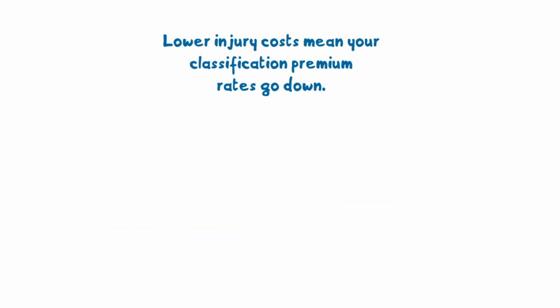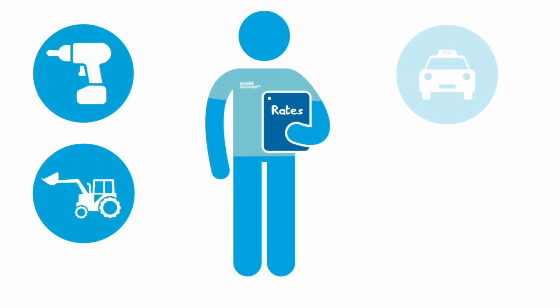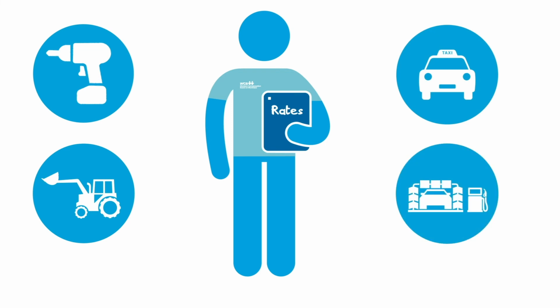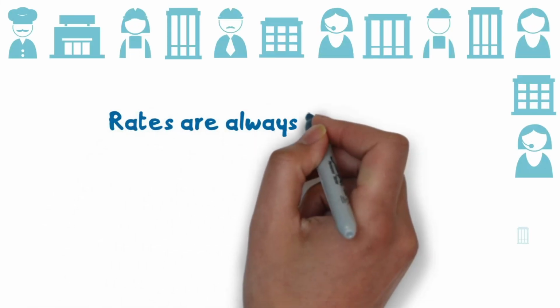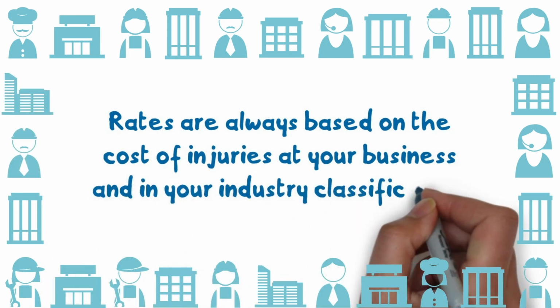your classification group. Each year, the WCB reviews rates for each classification and each business to make sure there is always enough money to cover everyone. Rates may change from year to year, but it is always based on the cost of injuries at your business and in your industry classification.